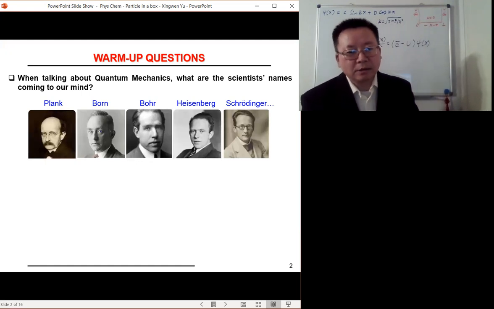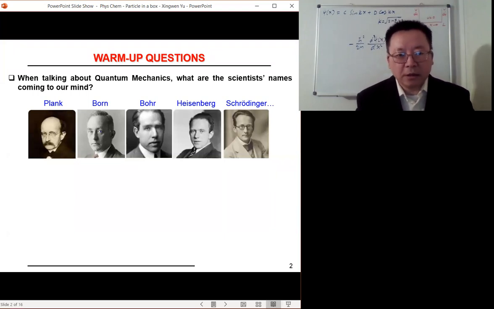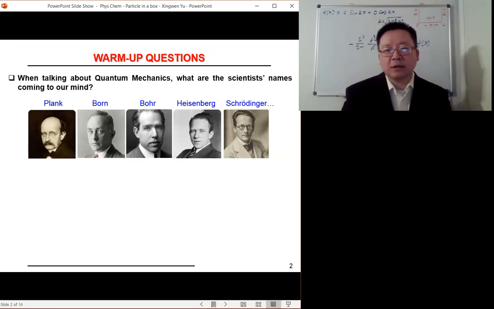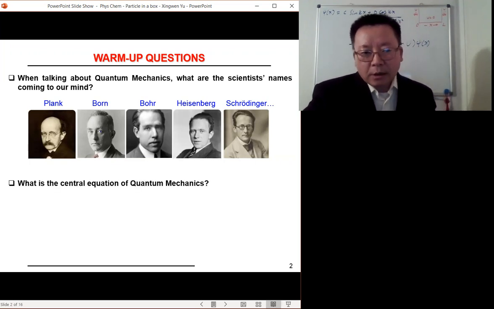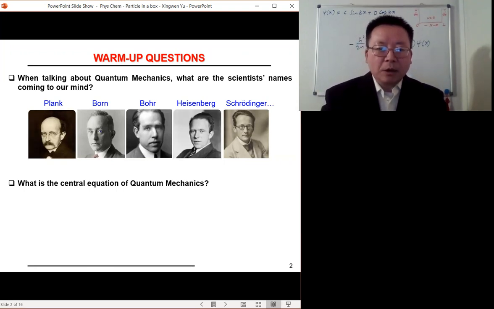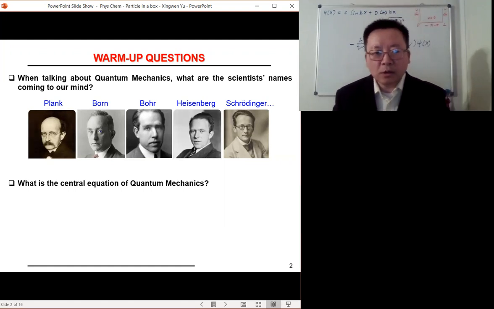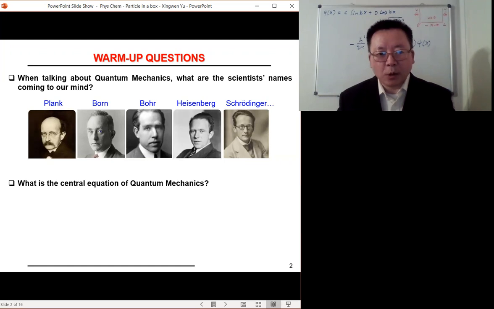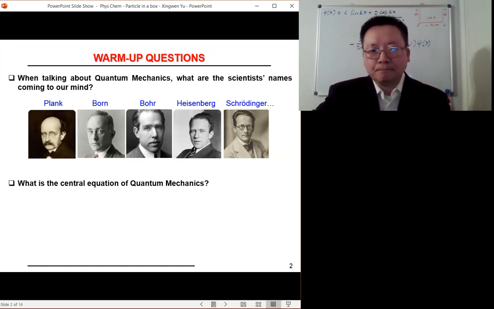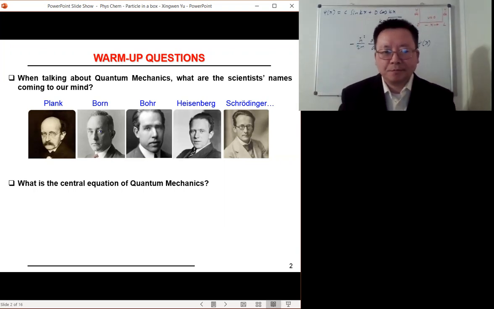The reason I list these 5 scientists is because we are going to use their principles or their laws or their equations for our study today. The second question is, when we are talking about quantum mechanics, what equation or what theory do you think is the most important? Okay, great. Good.